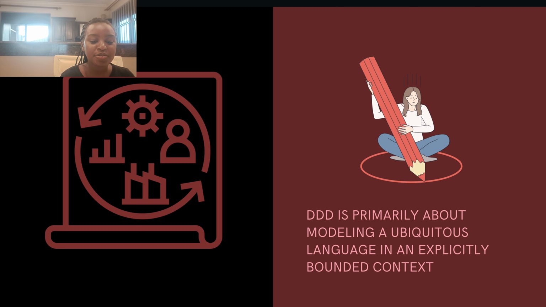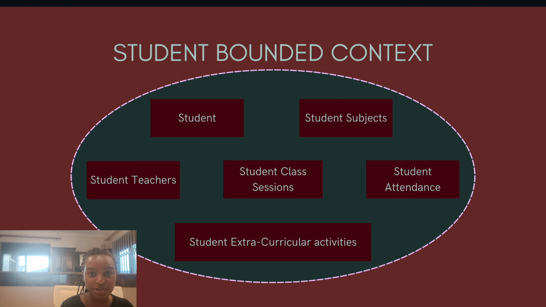DDD is primarily about modeling a ubiquitous language in an explicitly designed bounded context. I've mentioned two new terms here. Ubiquitous language is the language used within this model design, and then the bounded context. When I'm designing, I need to have this boundary that separates what goes in and what goes out, or keeps it tight-knit in the sense that it only captures and talks about things that are relevant to this domain. You can read more about it.